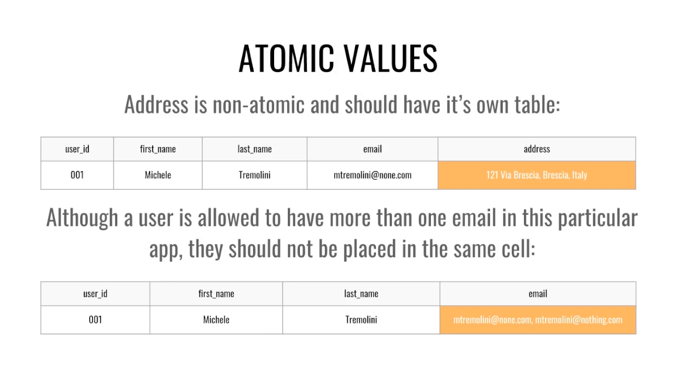Okay, in the next example, let's say that an app does allow us to have 2 emails. So here we have an email field, but in that email field are 2 emails. And so that's not atomic. We can divide those into email 1 and email 2.